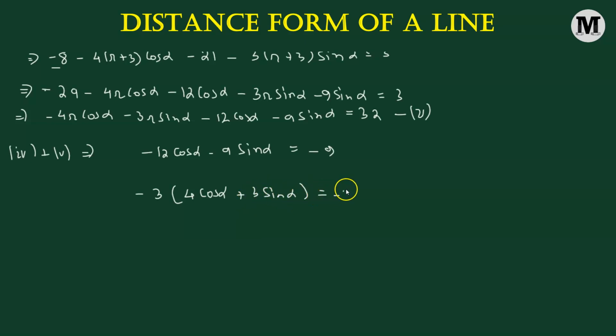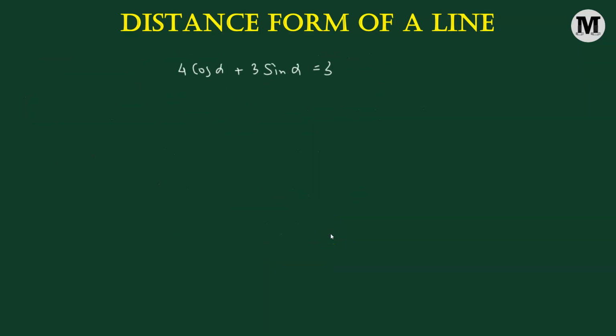That's going to be equal to negative 3 multiplied by 3. Factoring out negative 3 from both sides, we are going to get 4 times cosine of angle alpha plus 3 times sine of angle alpha equals 3. So let's try to simplify this.